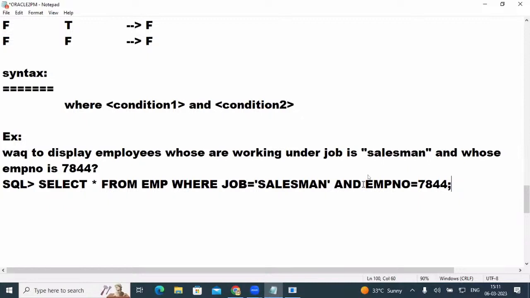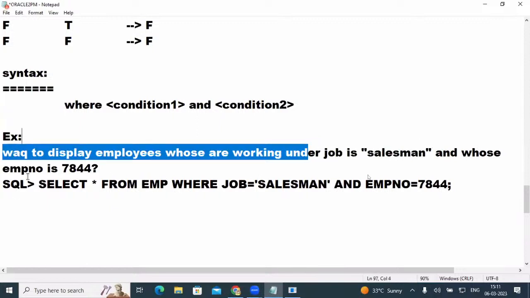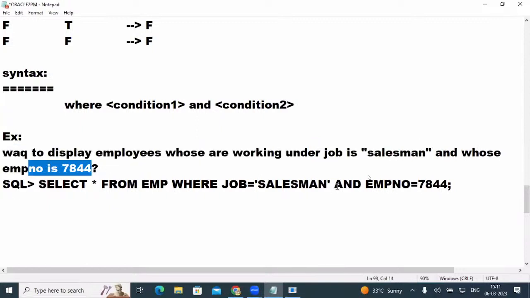Here, observe. Sir, here we are using the AND operator and what are the 2 condition values I was given here. But how can I know whether to use the AND operator or the OR operator, how can I identify, sir? So this is my requirement, who are working under salesman and whose employee number is so and so. Then why can't I use the OR operator here? Some people think, sir, where do you want to use the AND operator, where do you want to use the OR operator. How can I identify this is suitable for the AND operator, this is suitable for the OR operator?